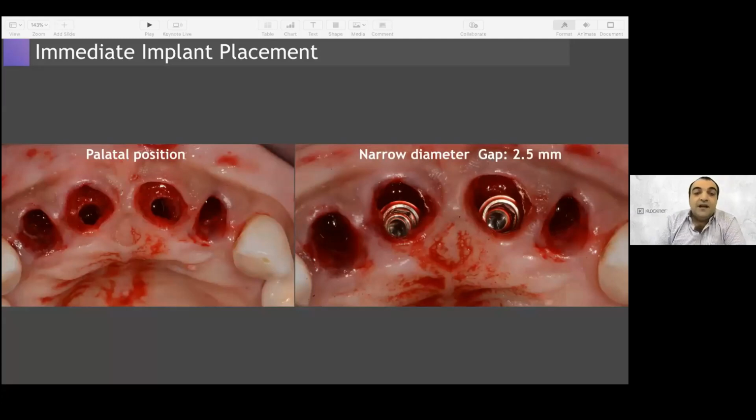So in summary, look at your left. Look where we did our preparation. We did our preparation in the palatal bone. This is where we are going to place our implant and get our immediate stability. We are going to put a small diameter implant. We are not going to put any more 5 or 6 millimeter implants.